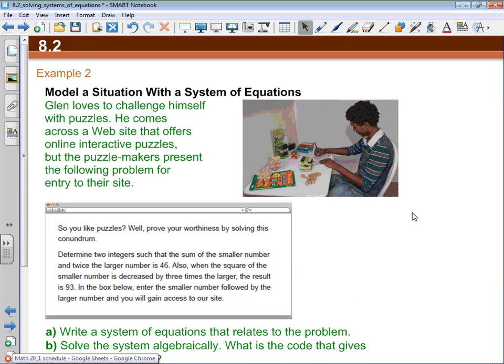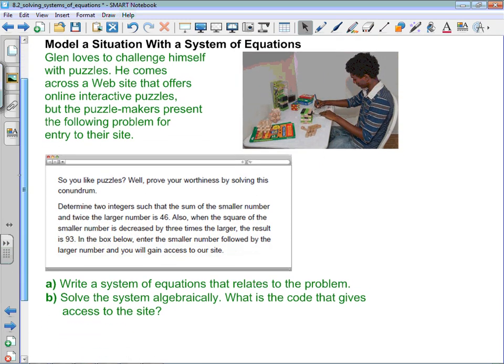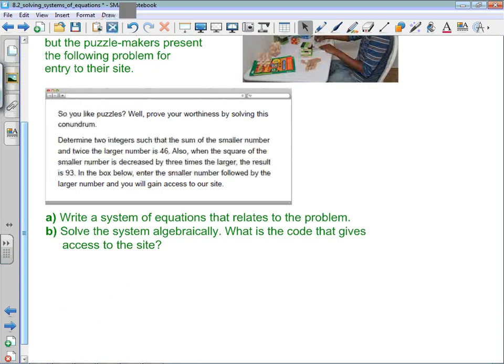Okay, this is example 2 from 8.2 in Math 20-1, and it's got everybody's favorite thing in a math problem, which is words. Right? It's got a big paragraph descriptor of what's actually happening in this question. And the best thing you can do is try to break it down into smaller parts.